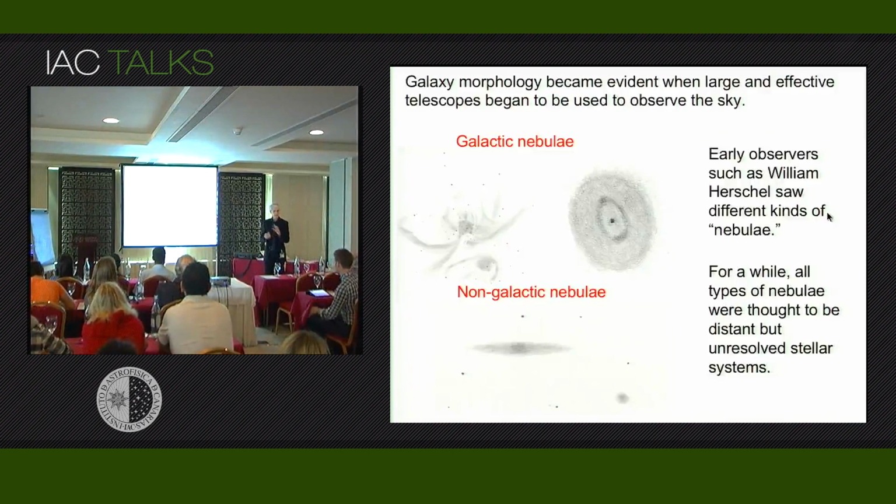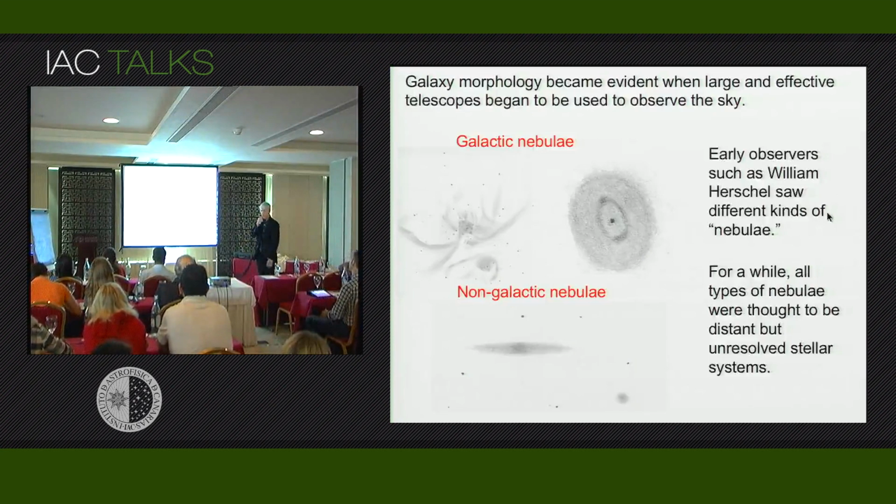It only became evident when people built big telescopes, big enough to resolve some of the details of these faint nebulous objects called non-galactic nebulae. The early observers, like the Herschels, saw two types of nebulae, the galactic nebulae on the top and the non-galactic nebulae on the bottom. And they looked different.